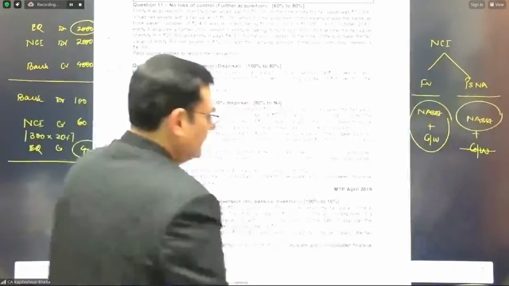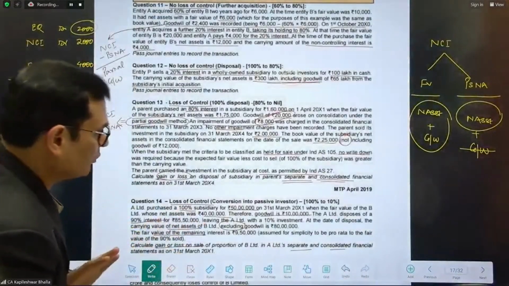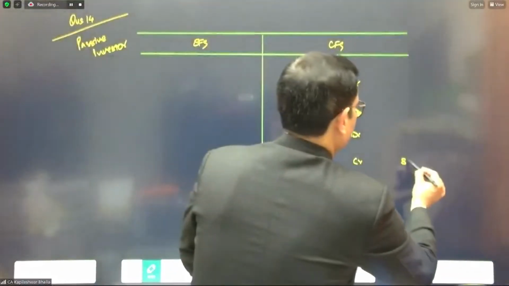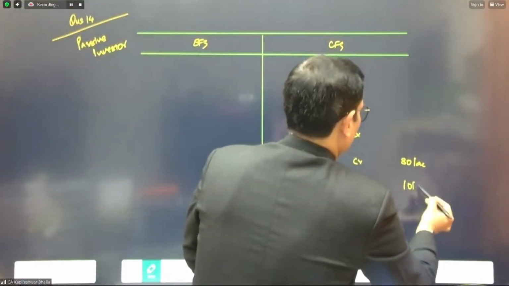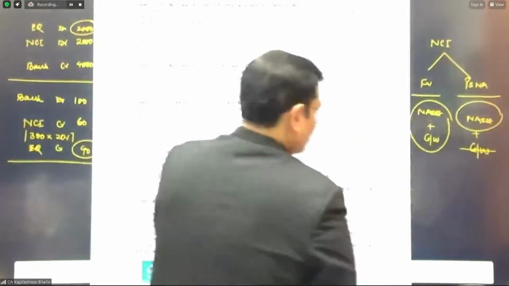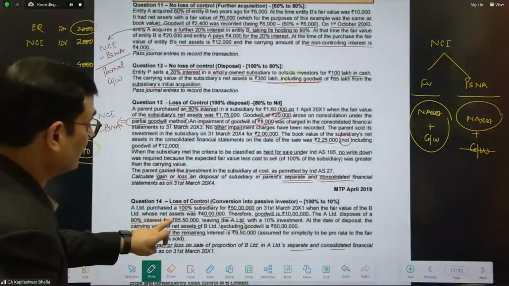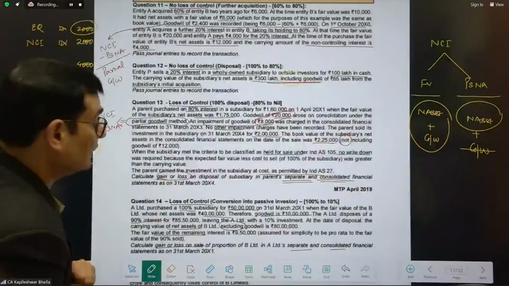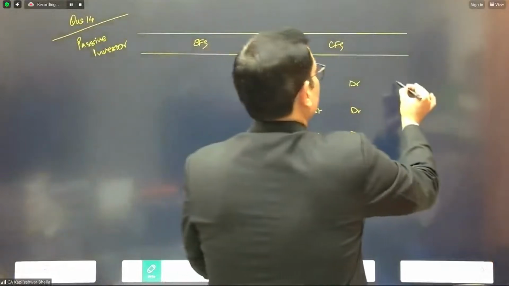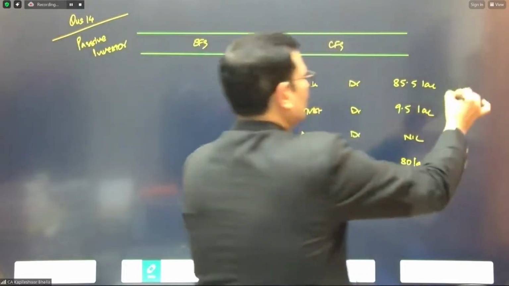So let's go back to question number 14 and see the input. We're given that the carrying value of the net assets excluding goodwill is 80 lakhs. So we know that the net assets is 80 lakhs. The goodwill is 10 lakhs, and we know that there is no NCI in the question. Now let's see the value at which the investment is sold. We sold the investment for 85.5 and the fair value of the remaining investment is 9.5. So 85.5 is the proceeds of the investment and the fair value of the investment retained is 9.5.